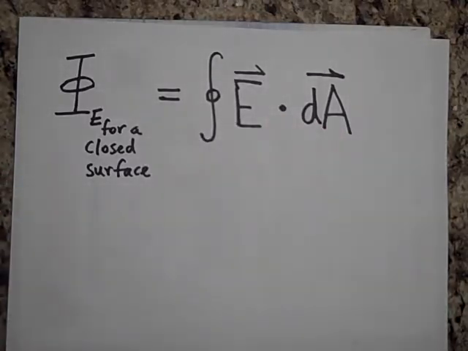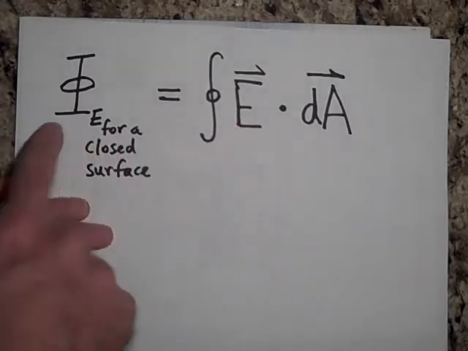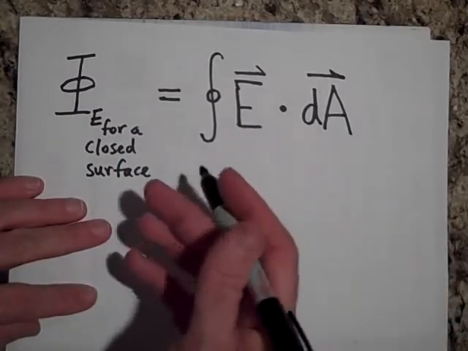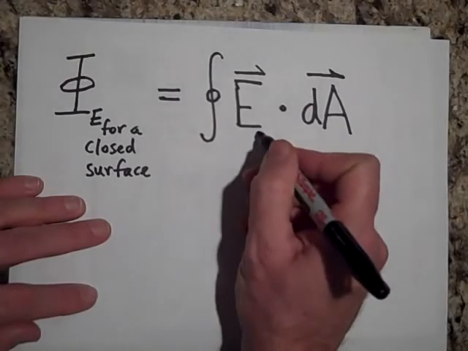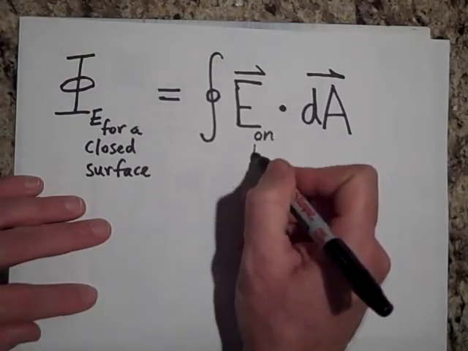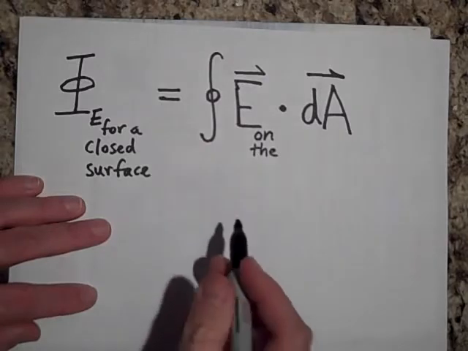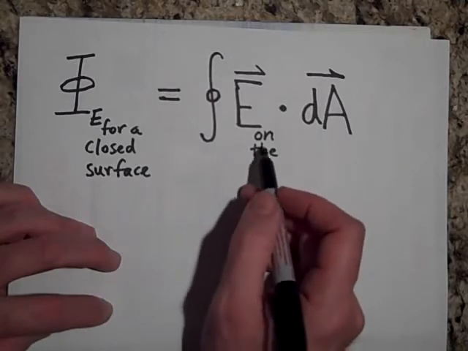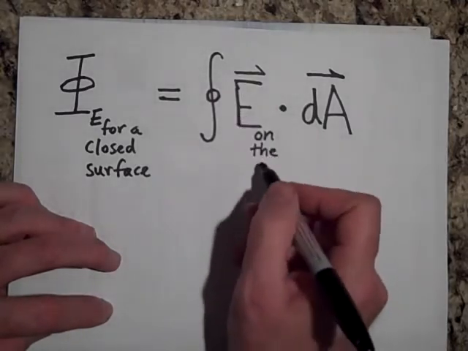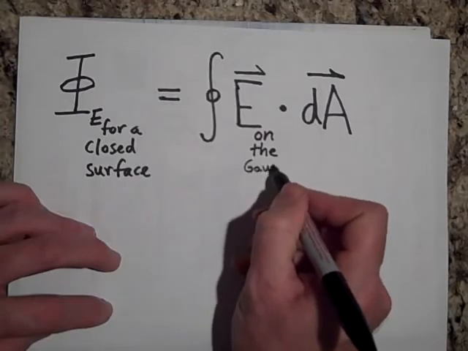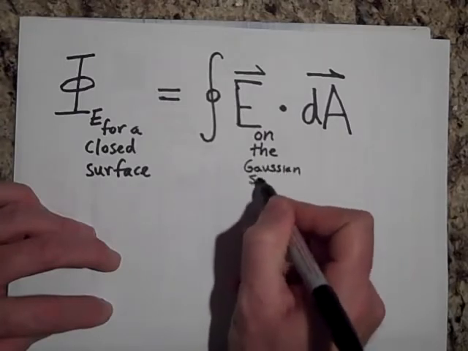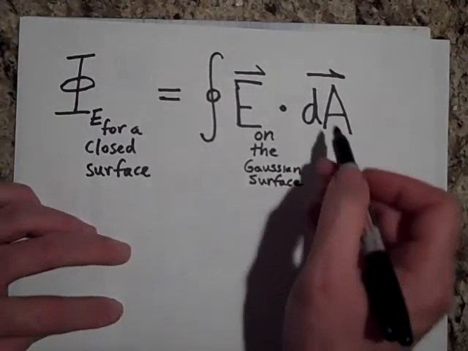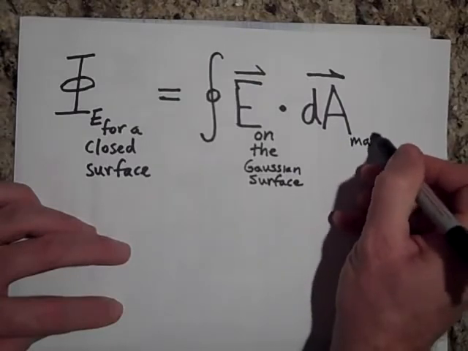Let me add some subscripts here for the E. When you want to find the flux through a closed surface, this electric field is not just the electric field any place. This is the electric field on the surface of the thing you're trying to find the flux through. That's going to be called the Gaussian surface, in honor of Gauss. So this is the E on the Gaussian surface. And these dAs, they make up the Gaussian surface.